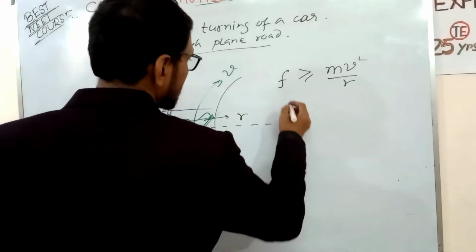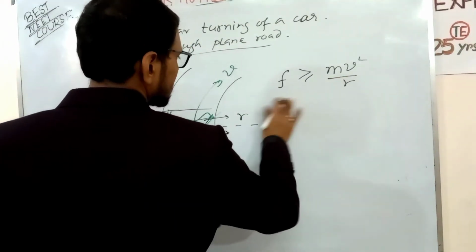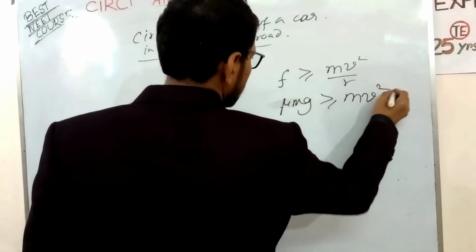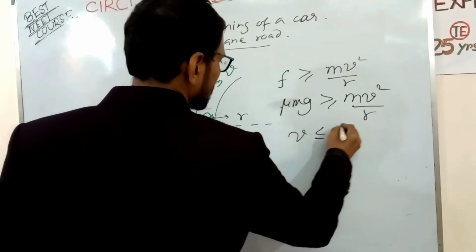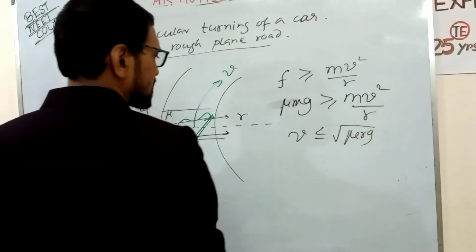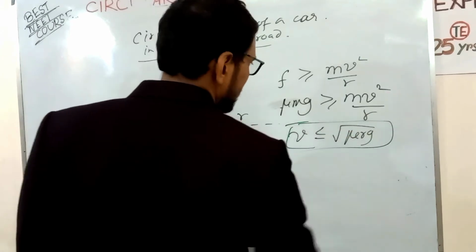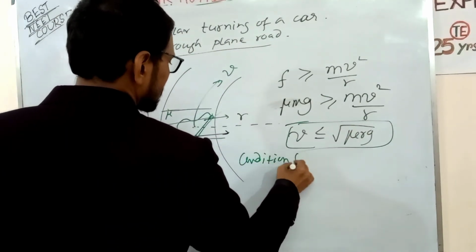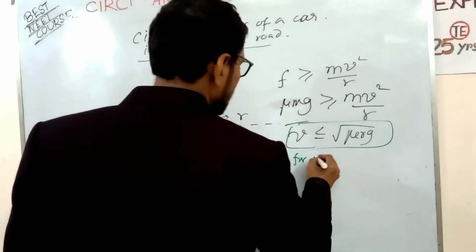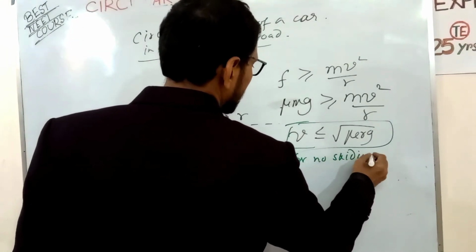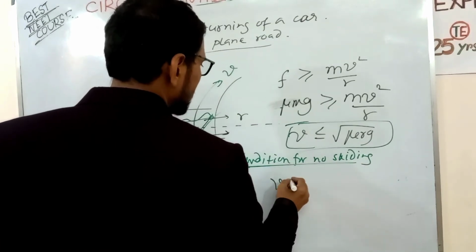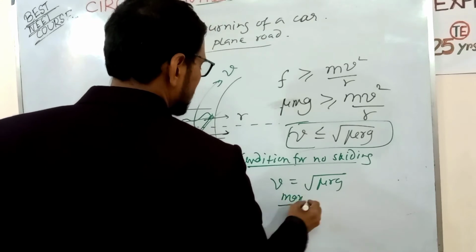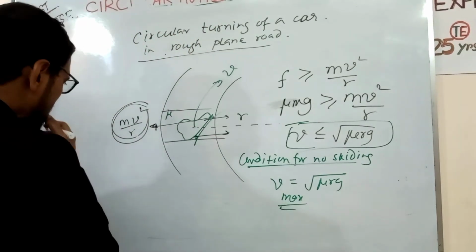Now the condition for no skidding, or maximum speed, we get from this relation: f equal to mu mg, which is mv square by r. So v less than or equal to root over mu rg. So the maximum velocity for a safe turn is this. This is v maximum. With lower speed he can turn.